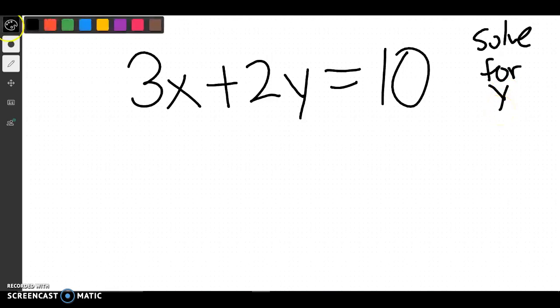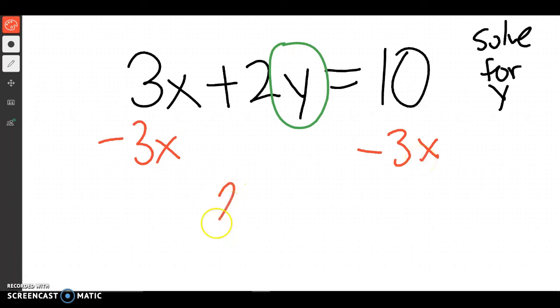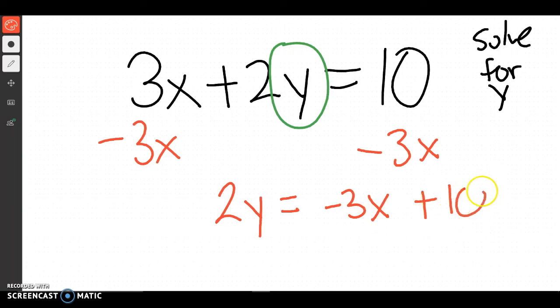So for the last one, we're going to solve for y. So I'm going to try to get y all by itself. Now we got some numbers in here, but we still have multiple variables. So my first step is to get all the variables on the other side. So let's get that x on the other side. So I'll subtract 3x, subtract 3x. I'll get 2y is equal to negative 3x plus 10. So now I've got that on the other side.